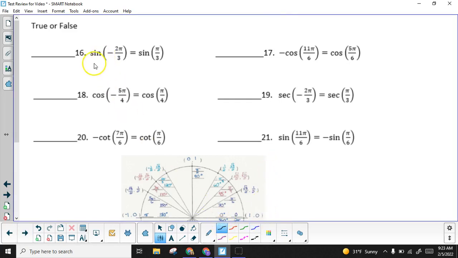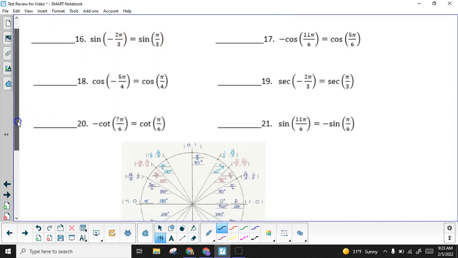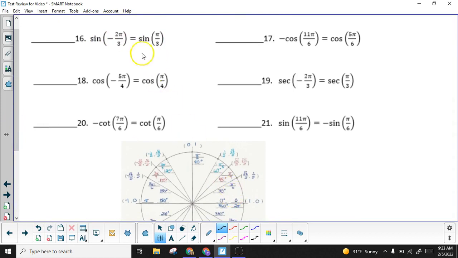Okay, so for the first one, we have the sine of negative 2 pi over 3. We want to know if that's equal to the sine of pi over 3. So let's take a look. First of all, the sine of negative 2 pi over 3. Sine is just going to be our y coordinate. We're both looking at y coordinates here.